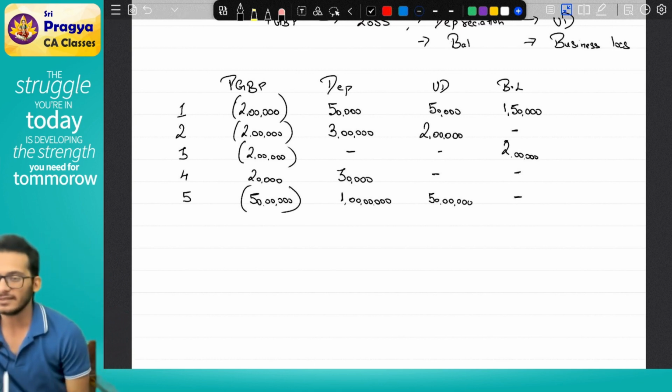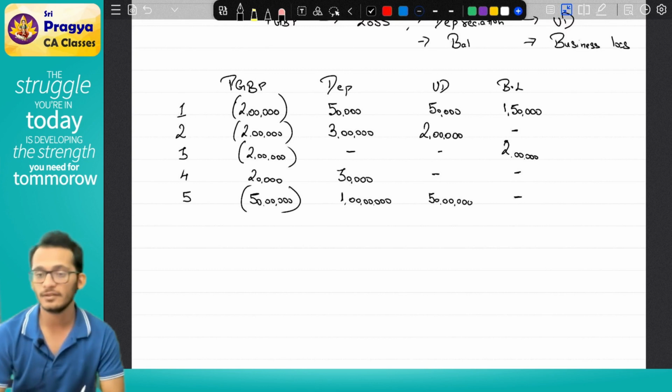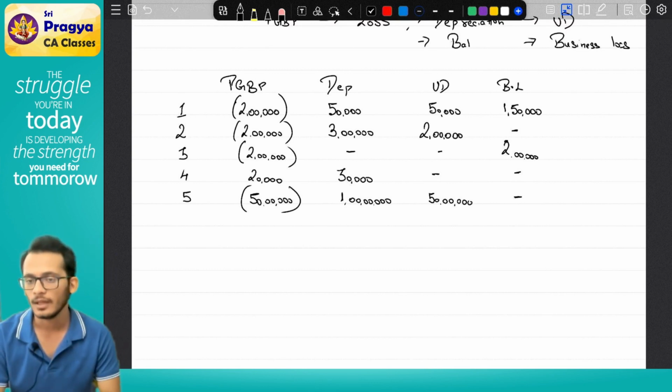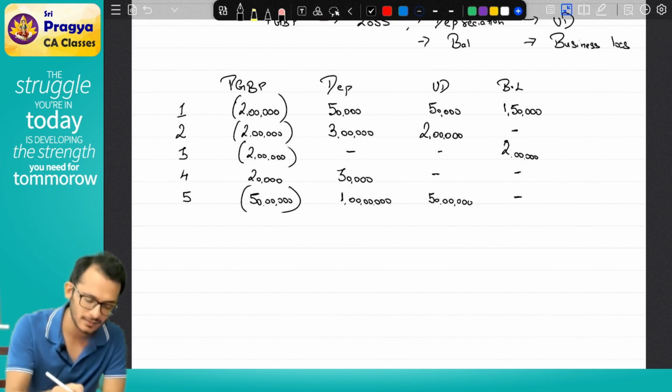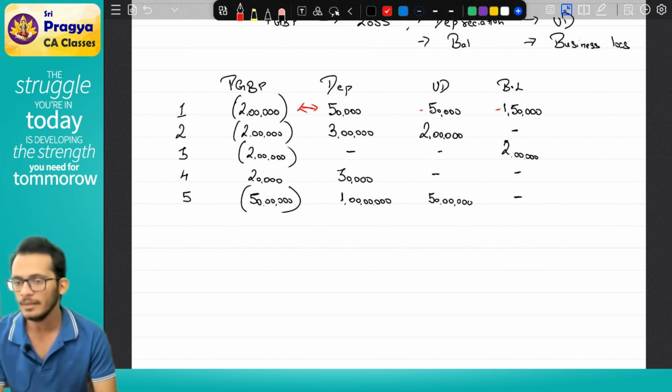Rahul, how to simply understand this? Whenever you see a PGBP loss, give the first priority to depreciation. Here I have 20 lakhs. First scenario, I have 20 lakhs. First priority will go to depreciation. So depreciation became 50,000. Balance became business. Yes or no?